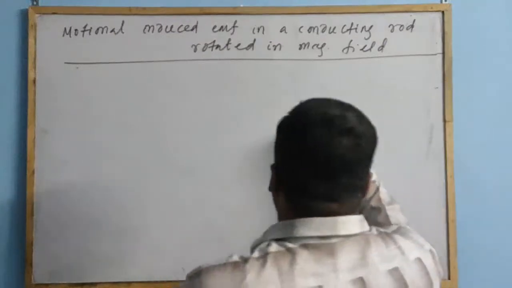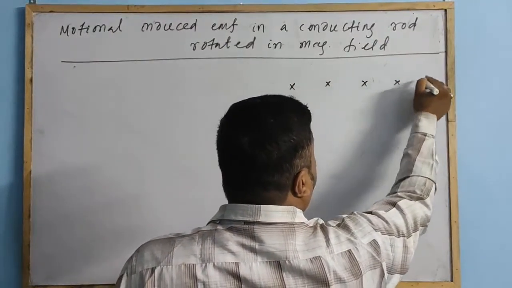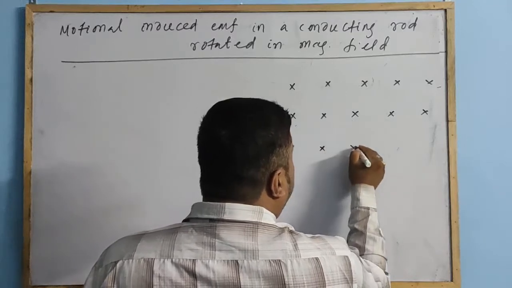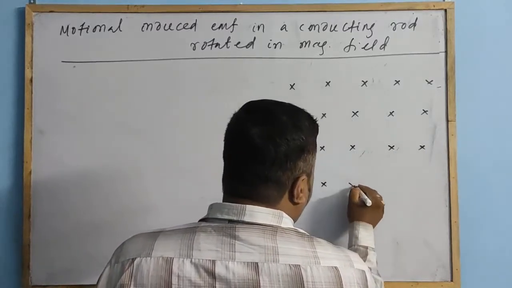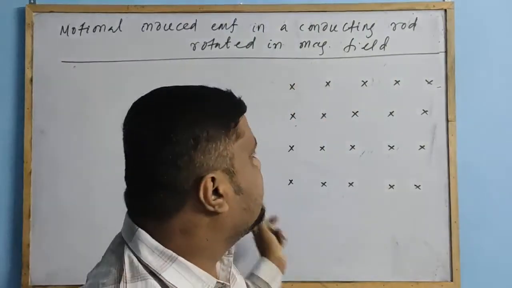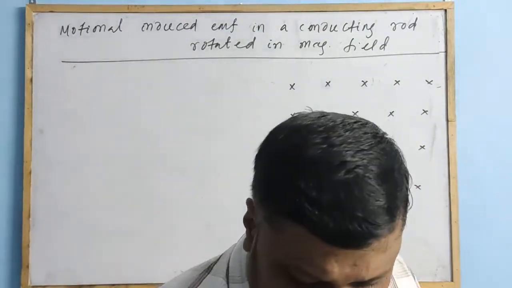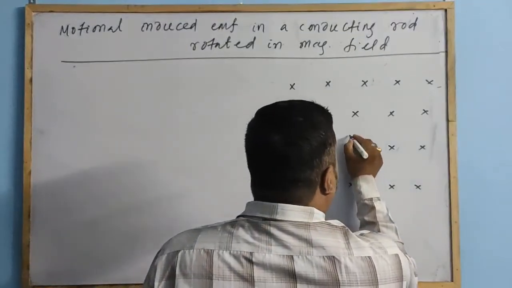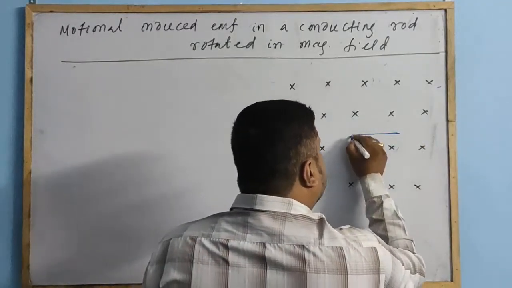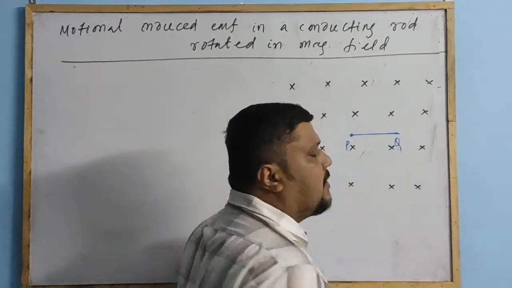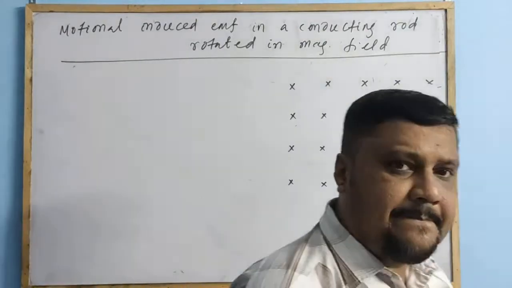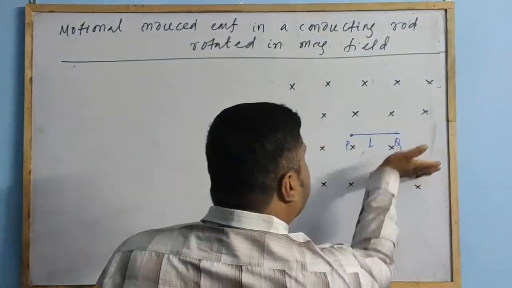Now what will you take? Let there be a uniform magnetic field perpendicular to this plane, directed inward. This is a magnetic field perpendicular inward to the plane of the board. Let us consider a rod, like this. OQ is the rod of length L, rotating in this magnetic field, and it is rotating in this plane.